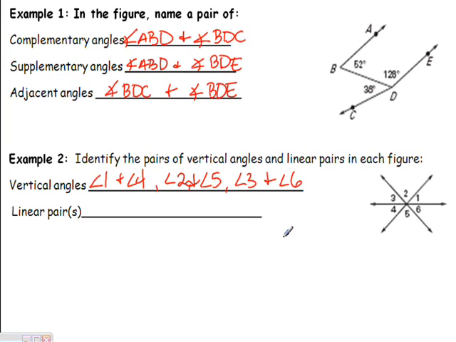Okay, let's talk linear pairs. So linear pairs, we've given you the definition that it's two angles whose non-common sides form opposite rays. Well, we don't have two angles in this case whose non-common sides form opposite rays. So we're going to need to talk about three angles. So if I add angle 1, 2, and 3 all together, then I get essentially a linear pair.